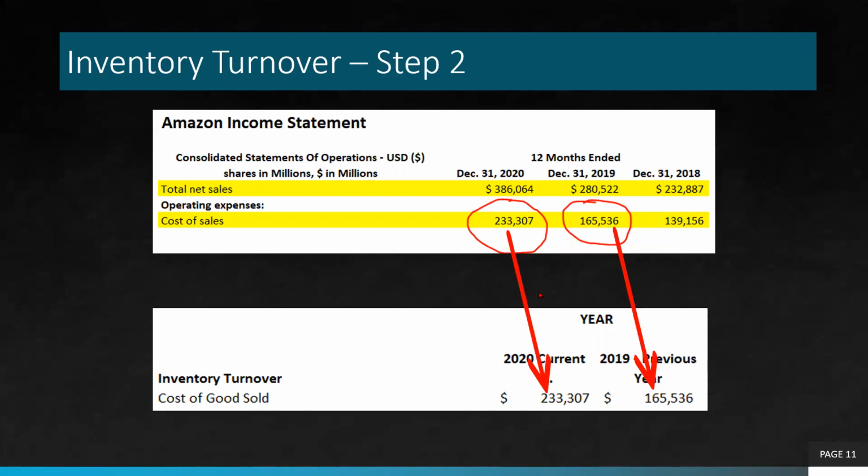Okay, so cost of sales, which is also cost of goods sold, is the first number that we're looking for. So this is the Amazon income statement, and all I'm doing is taking that number and bringing it down here, and I'm taking the 165 and bringing that down here.